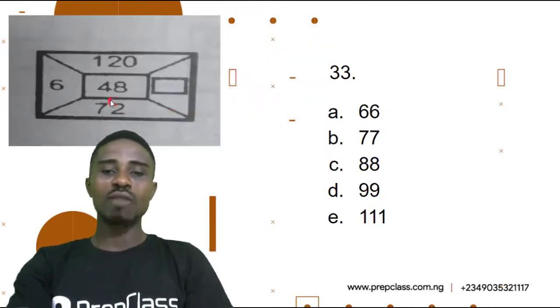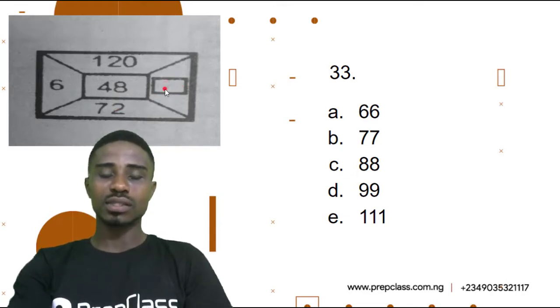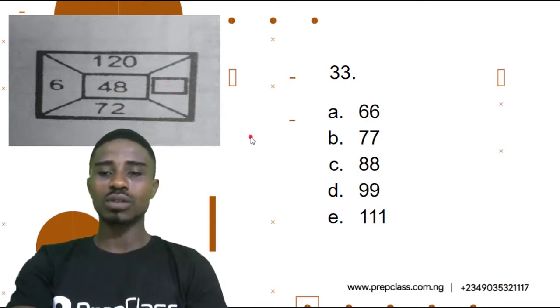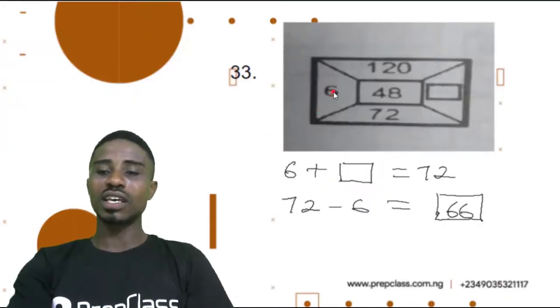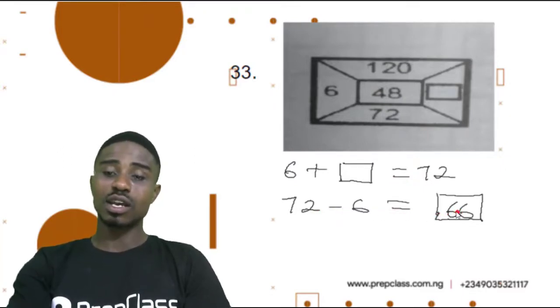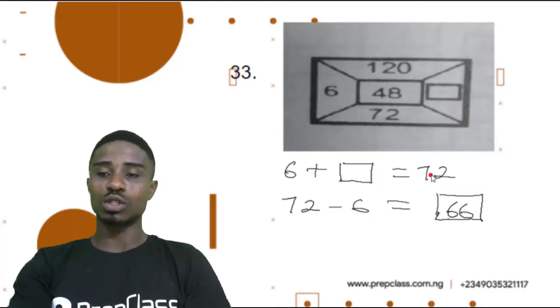Question 33. So we have 120 here, we have 6, we have 48, we have 72. So we have to find this space. Let's check out how to get it done. So we'll definitely say 6 plus this empty space ought to give us 72. So how do we find here? We'll say 72 minus 6 will give us what ought to be here. And 72 minus 6 is equal to 66. And 66 plus 6 is equal to 72. So our correct answer for question 33 will be 66.